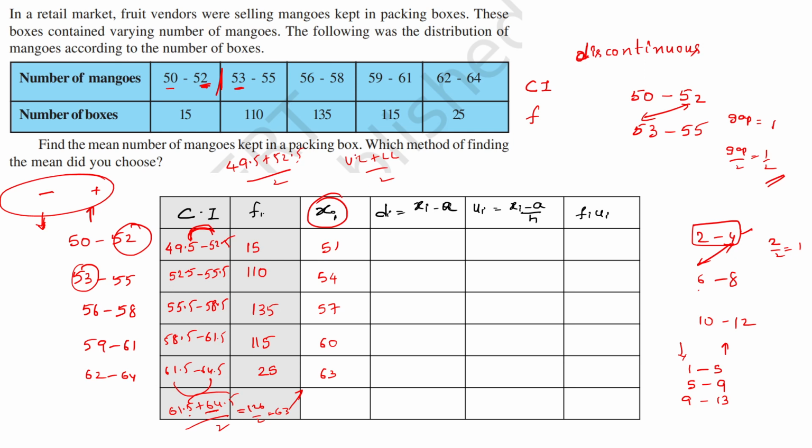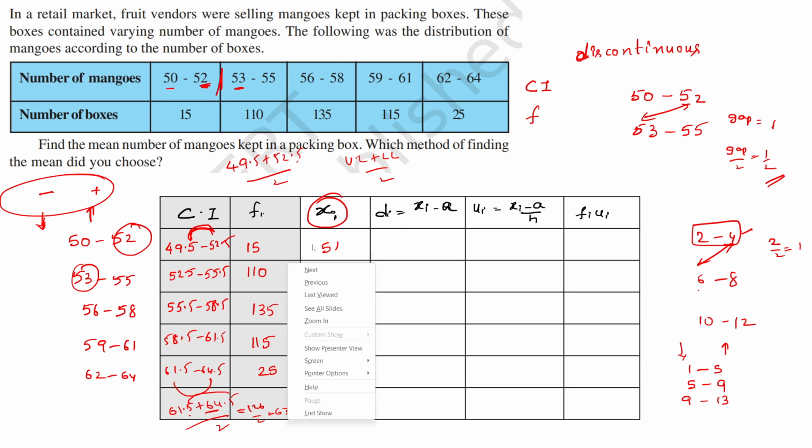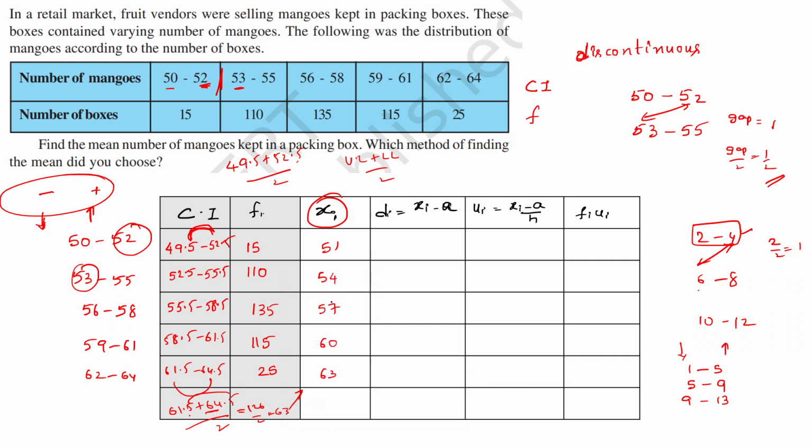Okay, now see here. And from the xi values we will assume a value as a, that means assumed mean. We will assume one value as a, preferably the middle value. Now 51 minus 57 is minus 6 deviation. 54 minus 57 is minus 3. 57 minus 57 is 0. 60 minus 57 is 3. 63 minus 57 is 6. Now observe the pattern: minus 6, minus 3, 0, 3, 6.